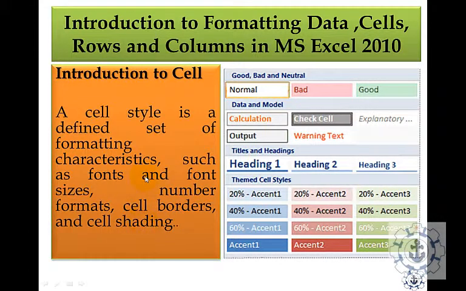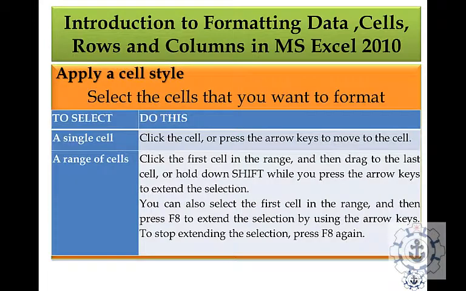Okay, so what is a cell style? It is a defined set of formatting characters. We can define it ourselves, or else we can use the predefined one. That's why we say it is a predefined set of formatting characters, such as font size, number format, cell border, and cell shading.